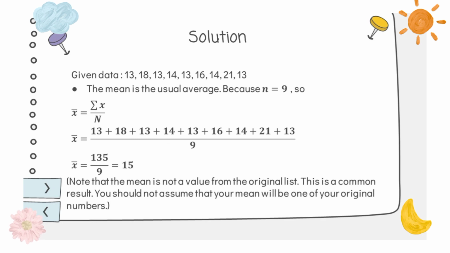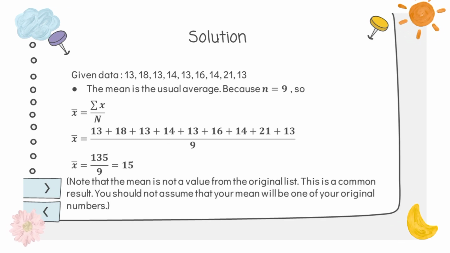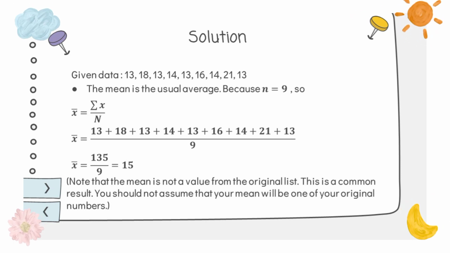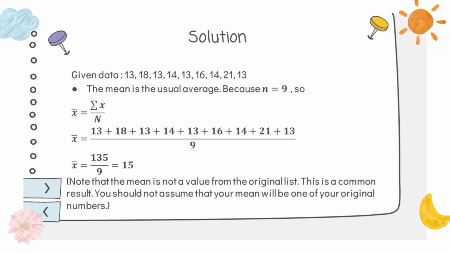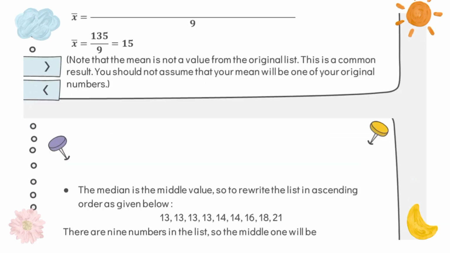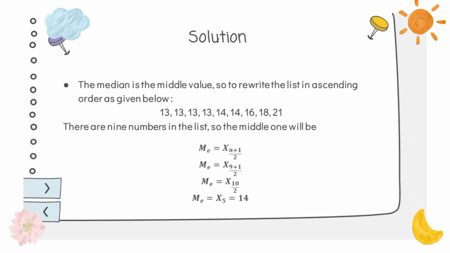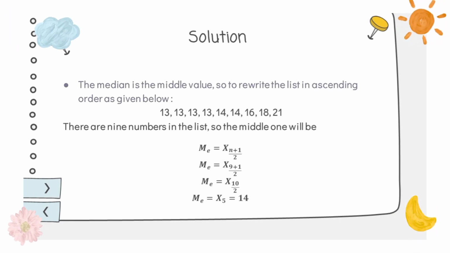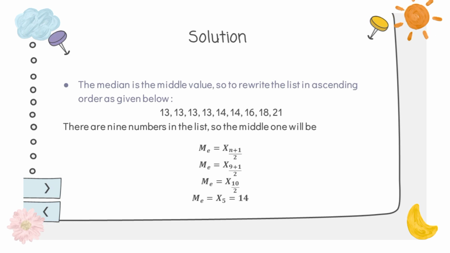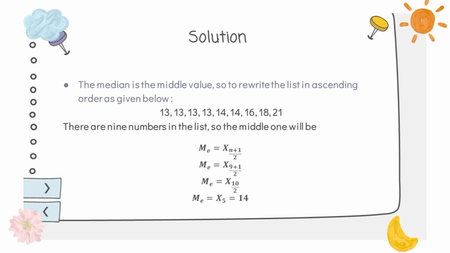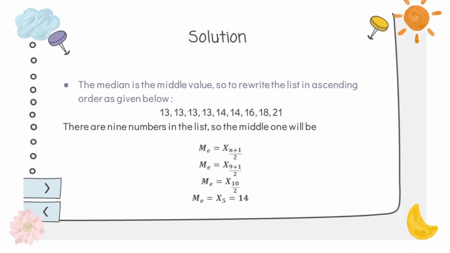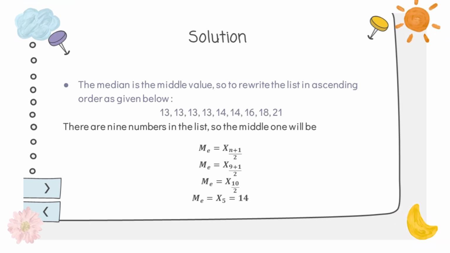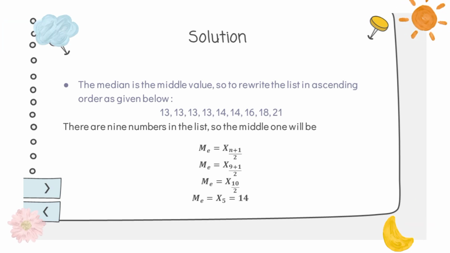Note that the mean is not a value from the original list, this is a common result. You should not assume that your mean will be one of your original numbers. So the median is the middle value. So to rewrite the list in ascending order is given below. First, we sort it from the smallest, which is 13, to the largest, which is 21.